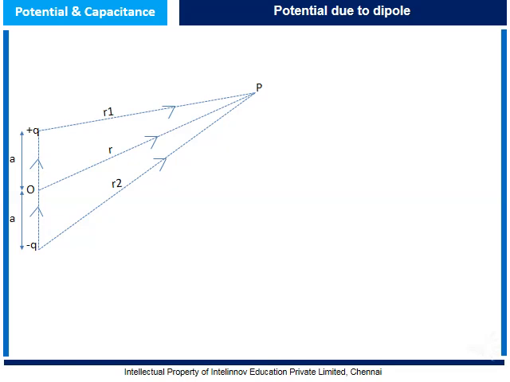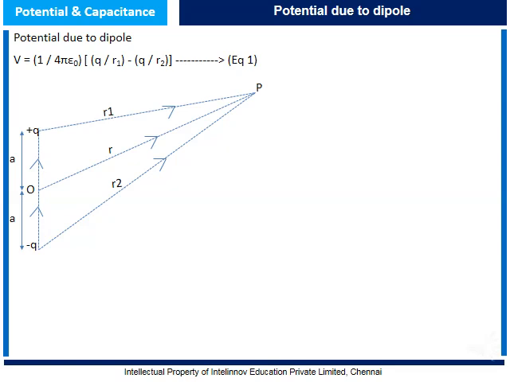Electrostatic potential due to a dipole. A dipole is nothing but a system that contains a positive charge and a negative charge separated by a distance 2a. Here, the potential is given as V is equal to 1 by 4 pi epsilon naught into Q by R1 minus Q by R2. That is, the net potential is nothing but the addition of the potential due to plus Q and the potential due to minus Q. Let us term this as equation 1.